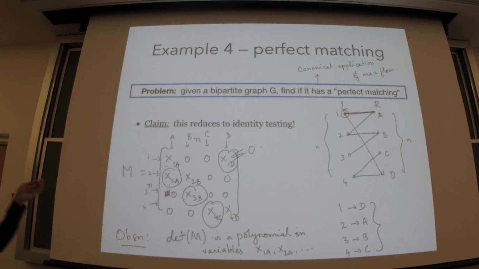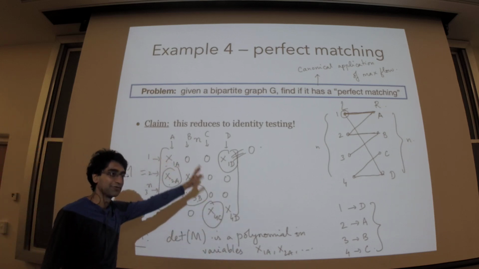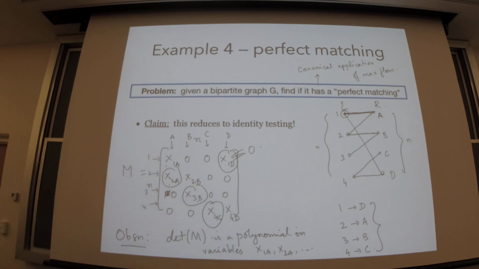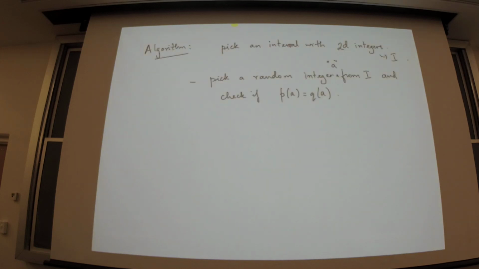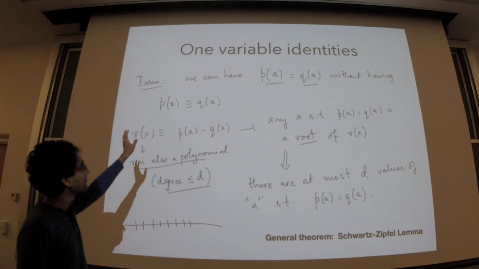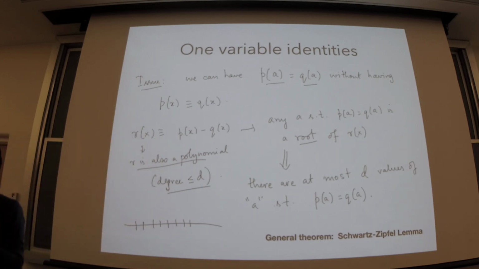But you can do that only if you are given specific values for these numbers. But if you remember, that's exactly what this identity testing is telling us to do: plug in random values and check if the polynomials are equal. So this turns out to be a very clever way of checking if the determinant is equal to 0. If it's not equal to 0, with very high probability you will find a counterexample like this. Yeah, we're out of time, so I won't spend too much time on it.